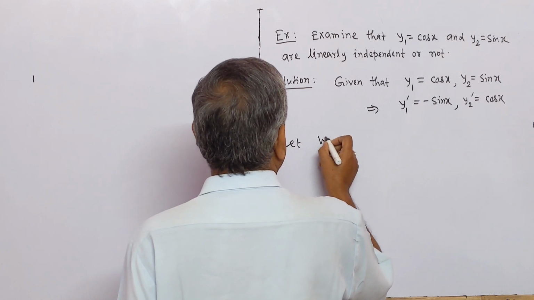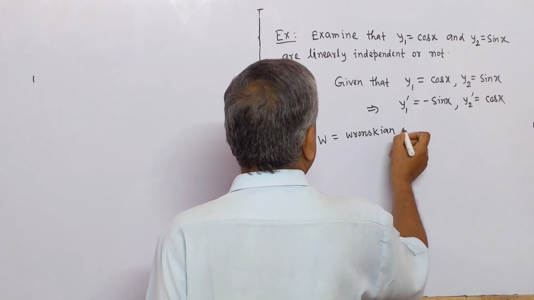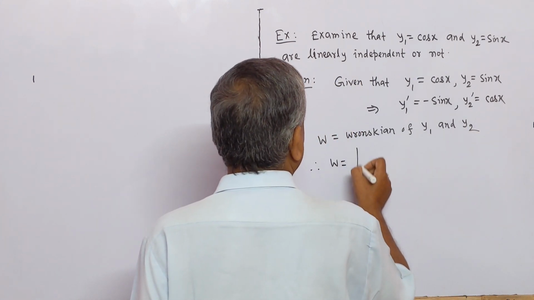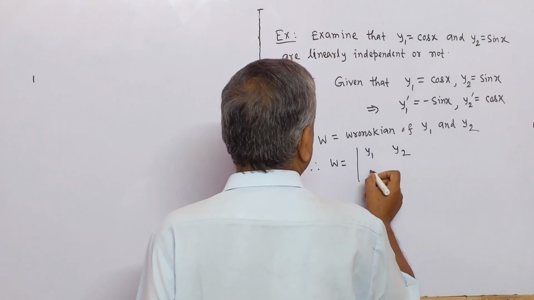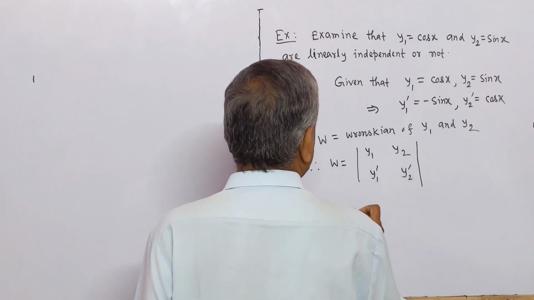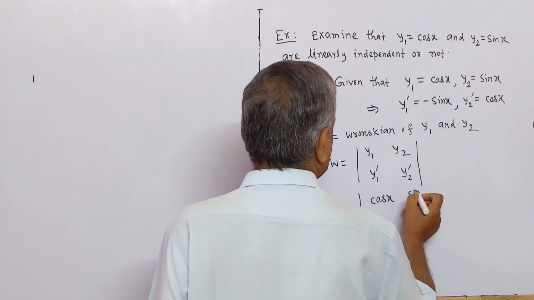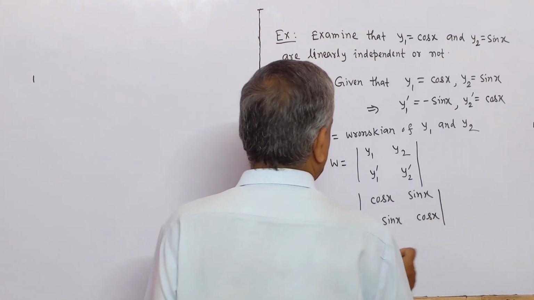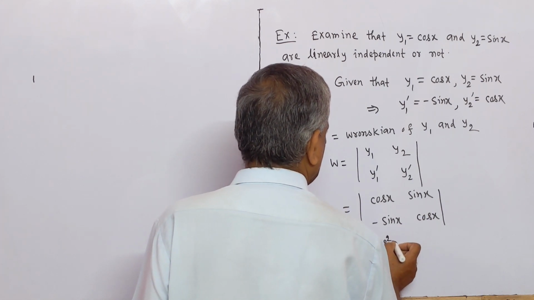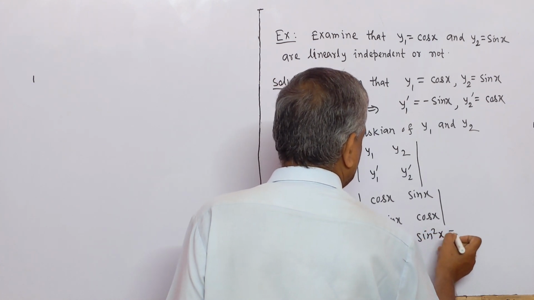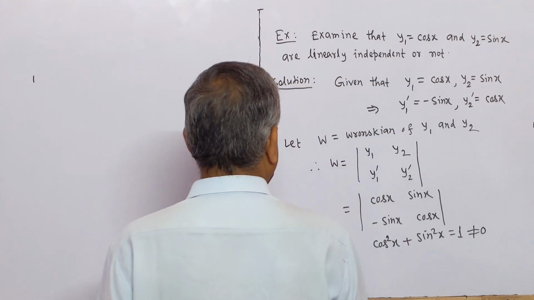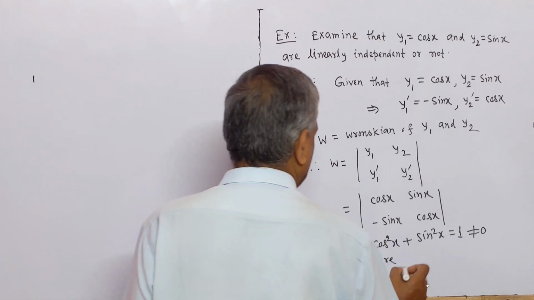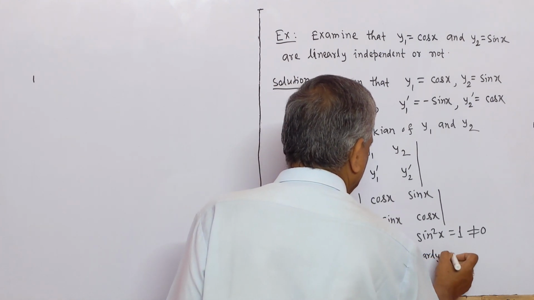Let W be the Wronskian of y1 and y2. Therefore, W equals the determinant of y1, y2, y1 prime, y2 prime, which is equal to cos x, sin x, here minus sin x, here cos x. This is equal to cos square x plus sin square x, and this is equal to 1, not equal to 0. Therefore, y1 and y2 are linearly independent.